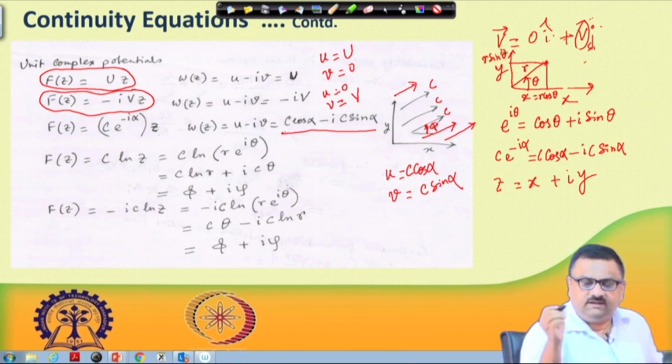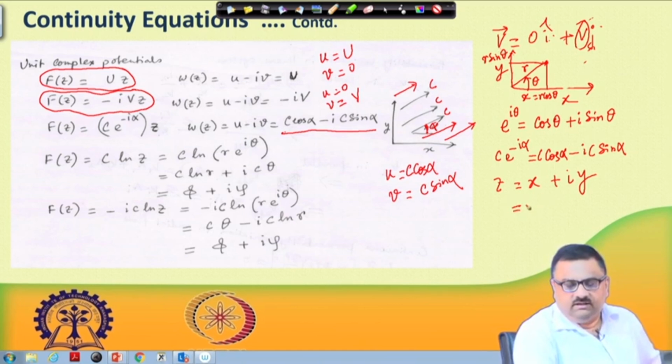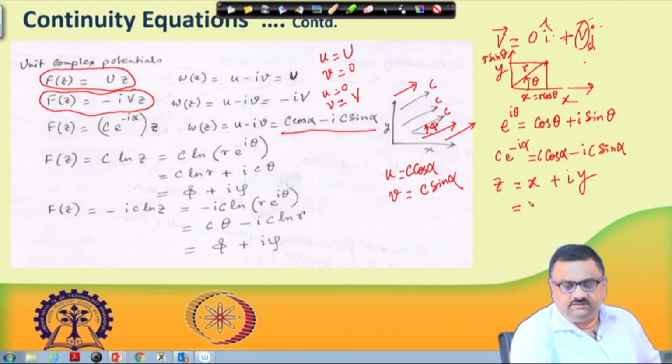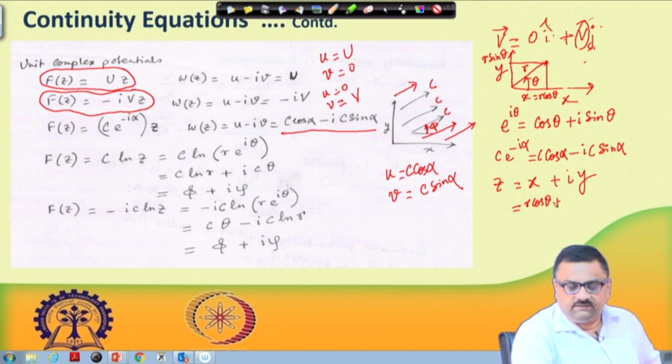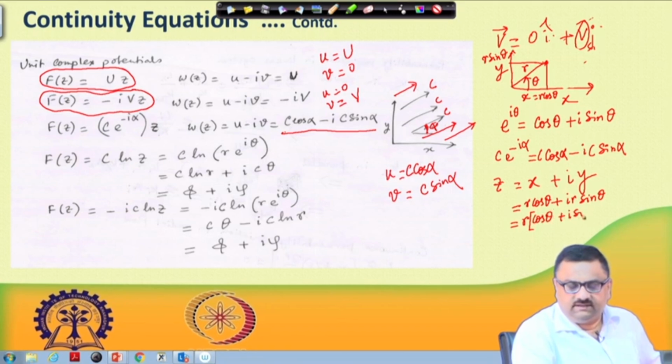So, y component is r sin theta. So, that means z is equal to x plus I y. If we want to shift from Cartesian system to the other cylindrical system or r theta system, then you can write this as r cos theta plus I r sin theta. So, if you take r common, you write this as cos theta plus I sin theta.